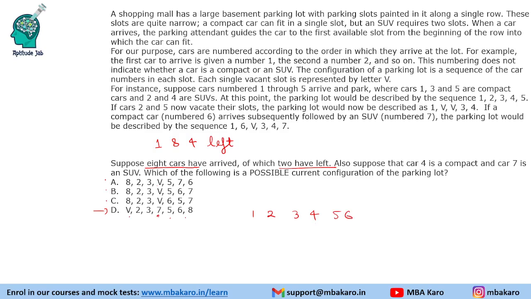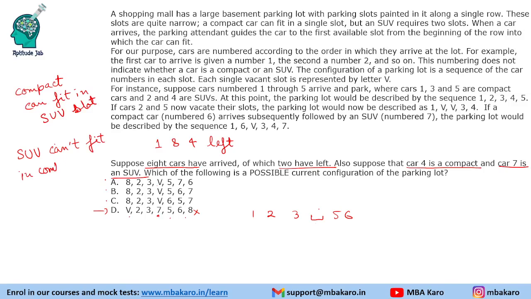Now we see that 7 is written here. That means before 7 came, a slot was empty. Now it is given that car 4 is compact and car 7 is SUV. So we cannot fit an SUV in a compact slot. So this option is not possible. Compact can fit in an SUV slot. It will give one vacant also, but SUV can't fit in a compact slot. That is the logic that we need to use in all these questions. So by this logic, we can say that this option is wrong.